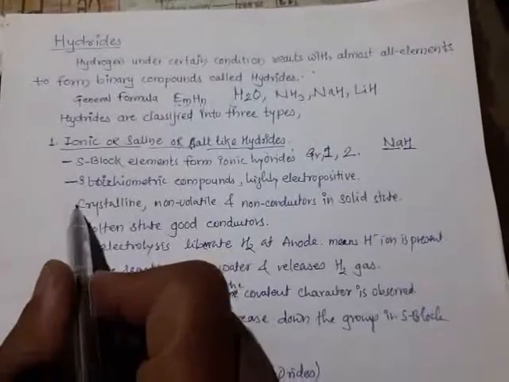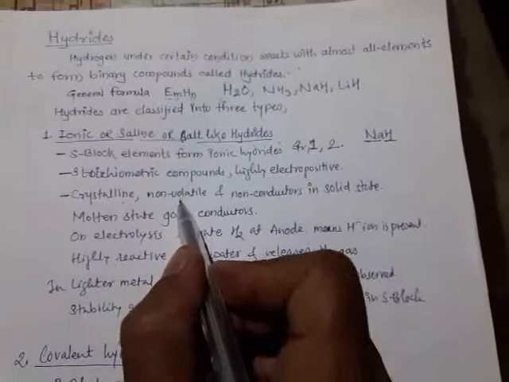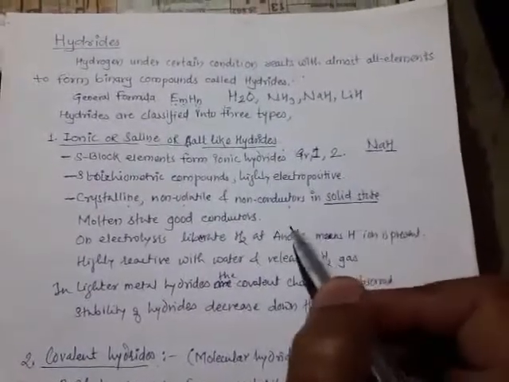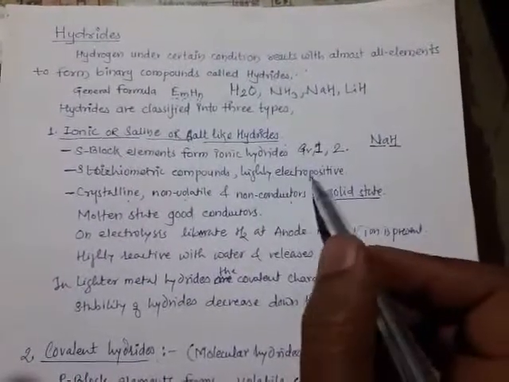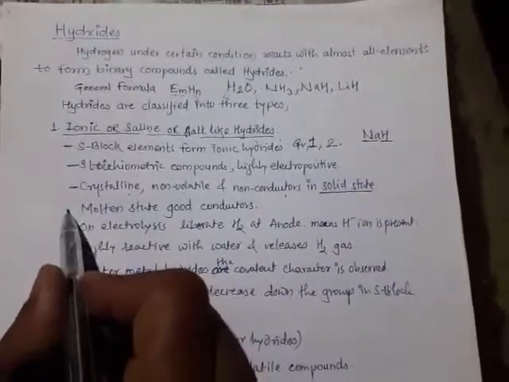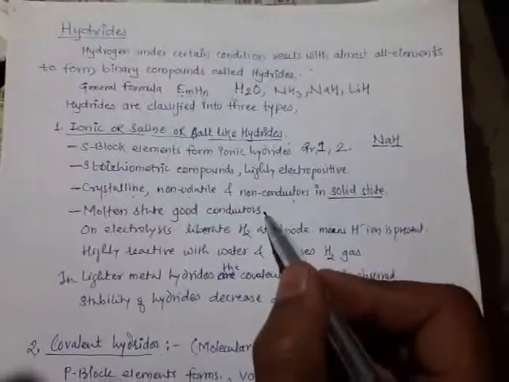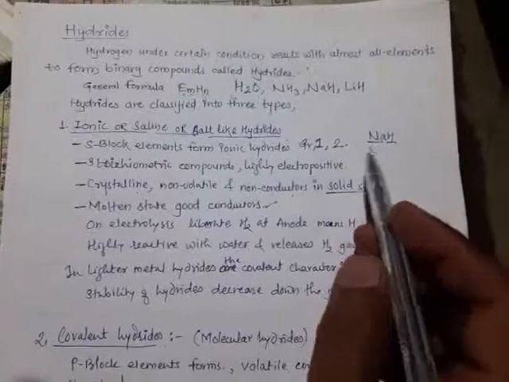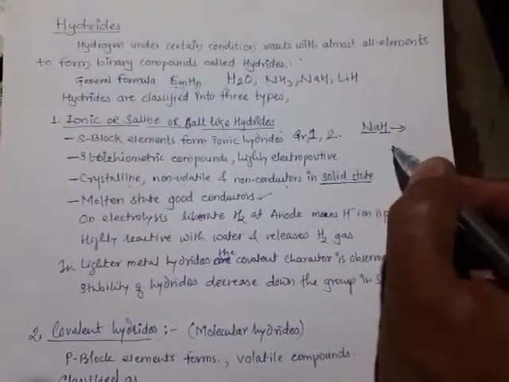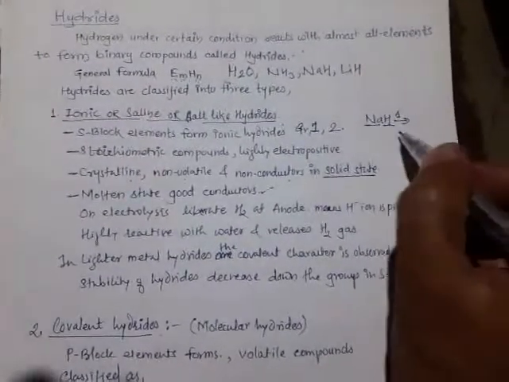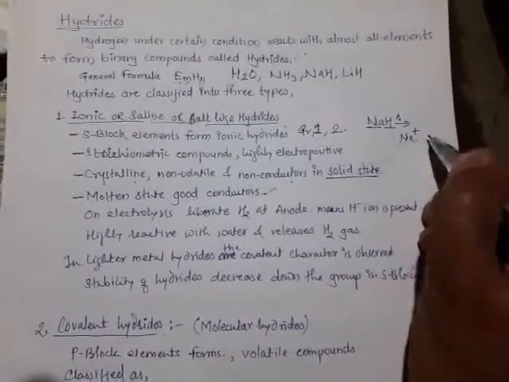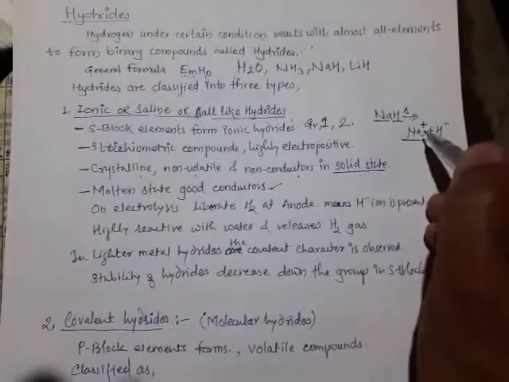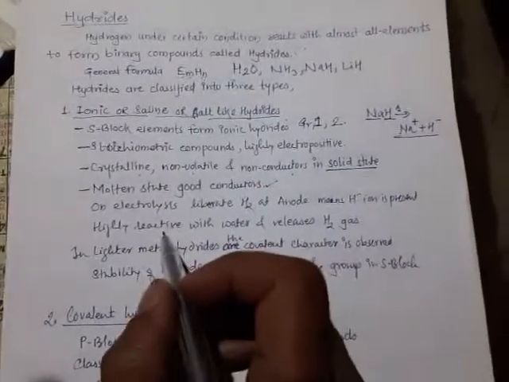Secondly, ionic hydrides are crystalline, non-volatile, and non-conductors of electricity in the solid state. Remember, in the solid state, saline hydrides are bad conductors of electricity. But in the molten condition, or in the aqueous condition, they are good conductors of electricity. Why? Because the compound is ionic. When we dissolve or melt it, it dissociates into Na plus and H minus. These ions formed in the molten or solution phase are responsible for the conductivity.